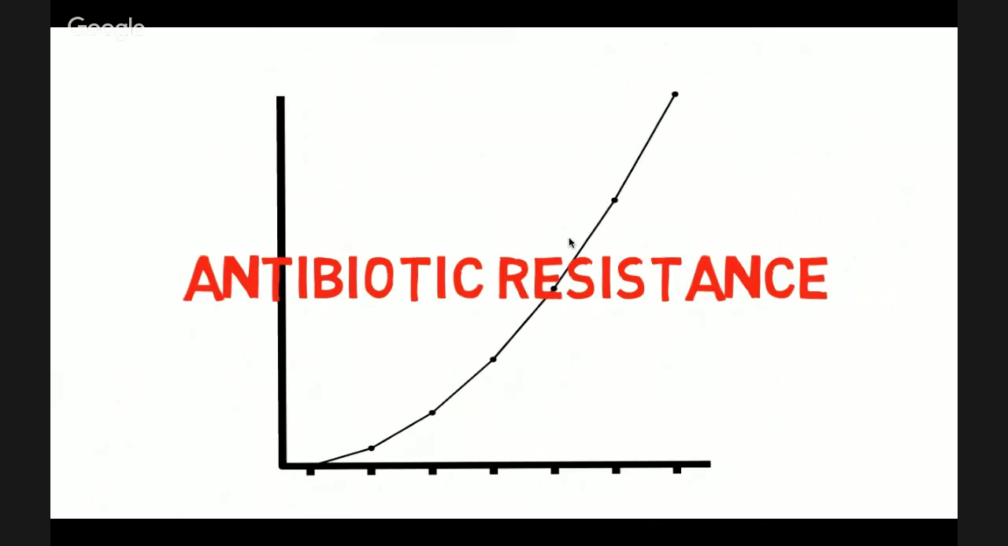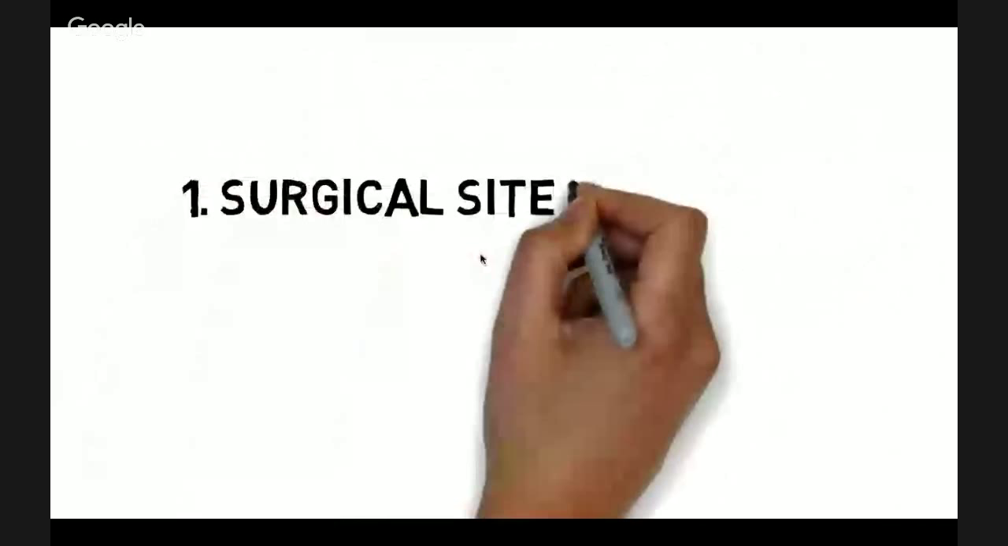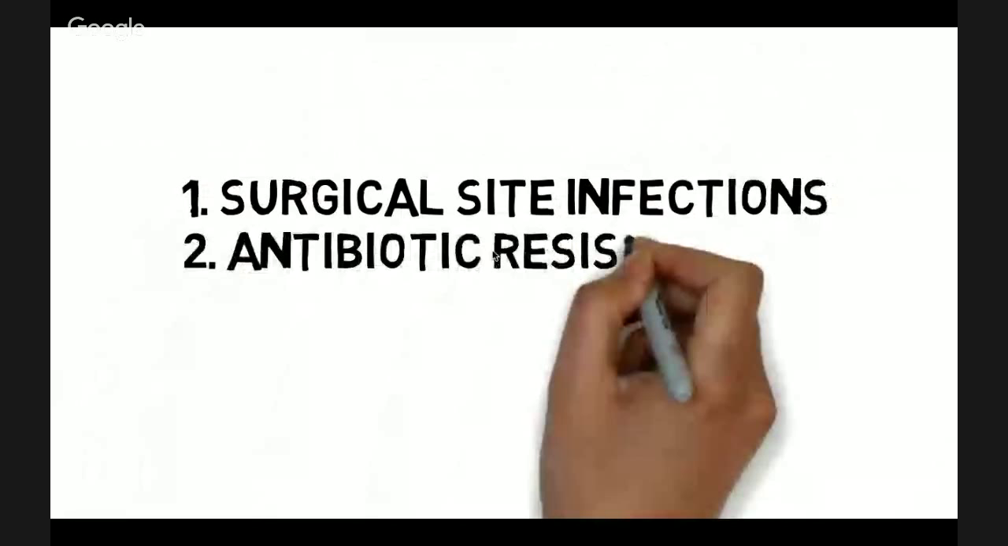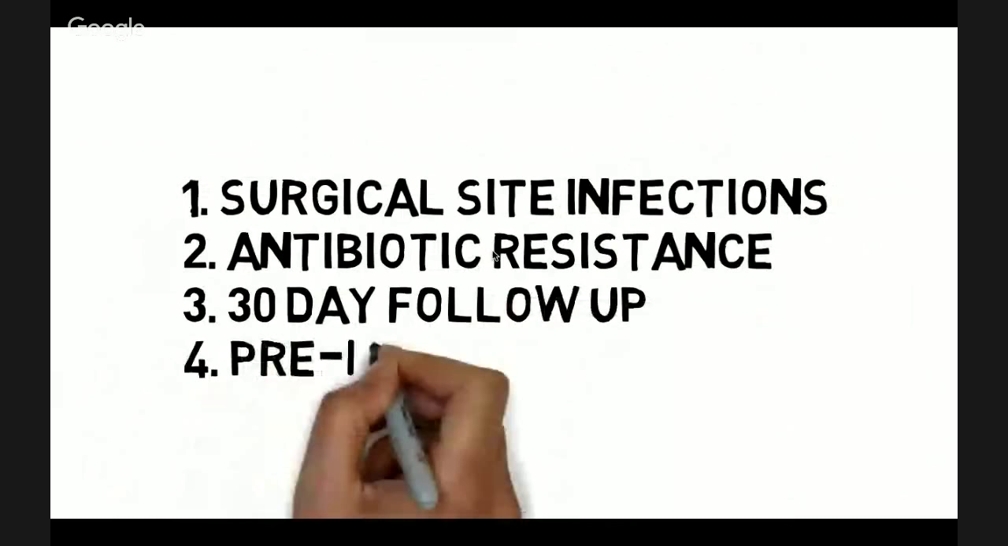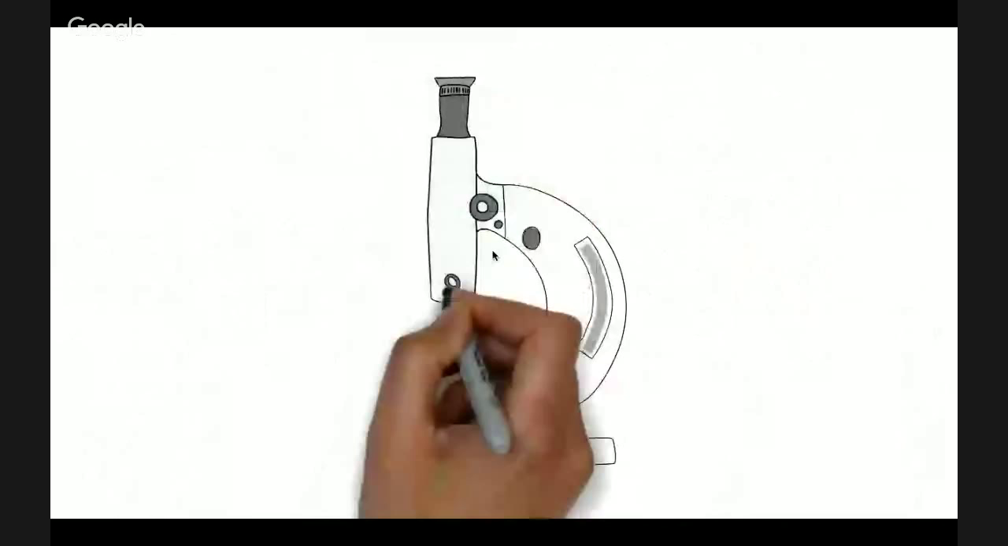Global Surg 2 is a project launching in January 2016 and aims to determine the incidence of worldwide surgical site infection following gastrointestinal surgery. The secondary aims include finding out the rates of antibiotic resistance, how 30-day follow-up is completed across participating centres, and the impact of pre-hospital delays. This project is your chance to be part of a growing global network and contribute to incredible surgical research. It's also an opportunity to gain authorship on papers that are cited on PubMed.